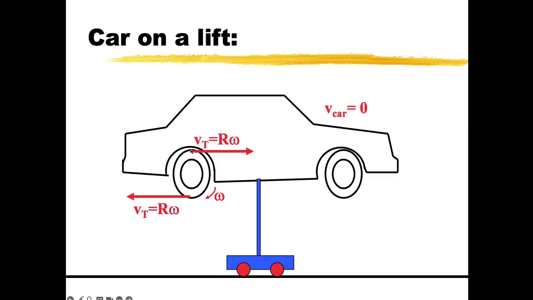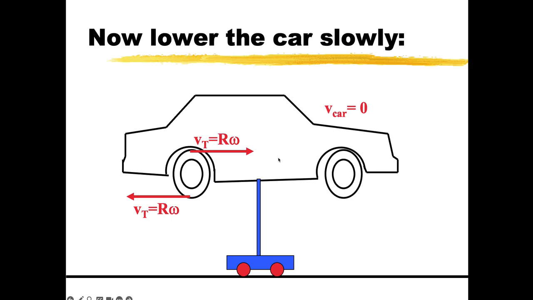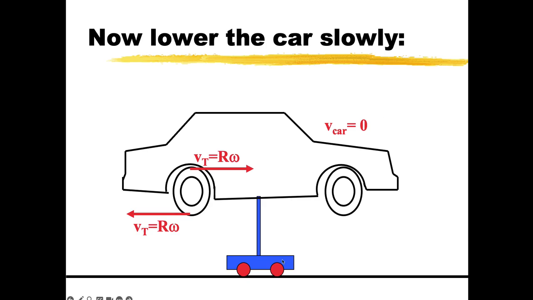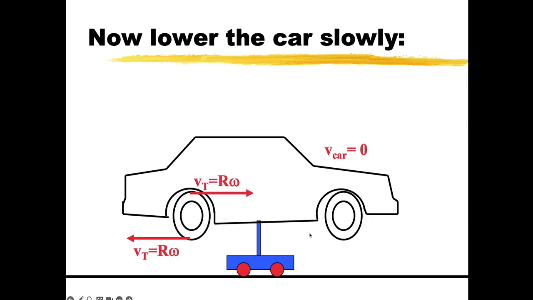And that speed here is the same speed there because the radius didn't change, right? Same speed as this thing goes whipping around. Now, let's lower the car really slowly. Remember, the car isn't moving, the dolly isn't moving. I'm just lowering the car.